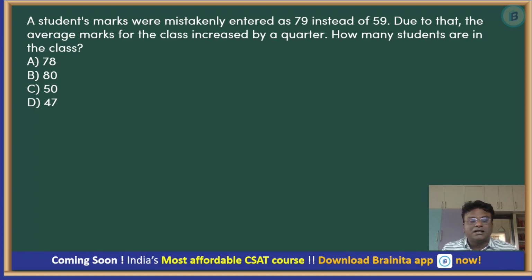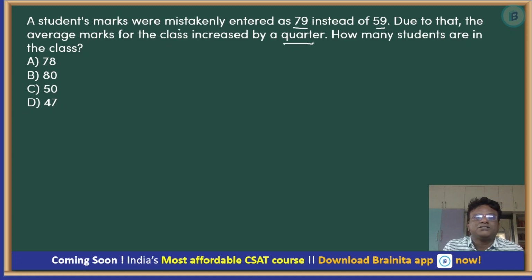I'm going to start with some simpler questions and then gradually increase the difficulty level, because some of the concepts you need to understand before you go to the difficult problems. So the question is, a student's marks were mistakenly entered as 79 instead of 59. Due to that, the average marks for the class increased by a quarter. How many students are there in the class? Now, I had explained the concept of contribution towards averages in the last video. So we are going to solve this with that particular concept.